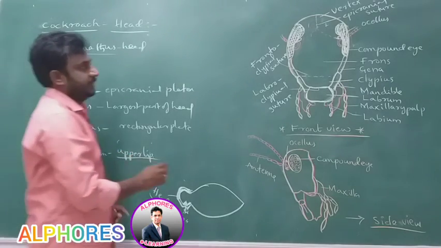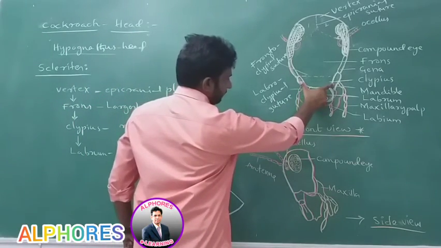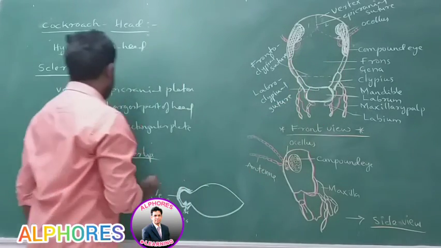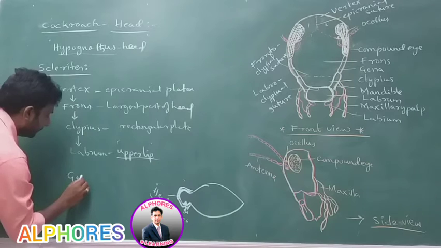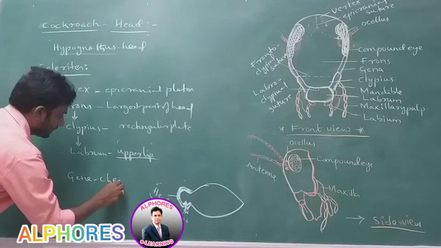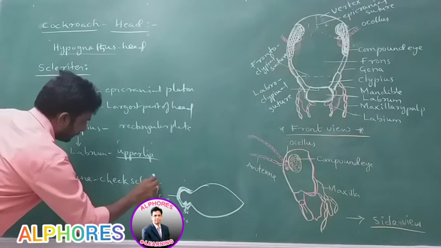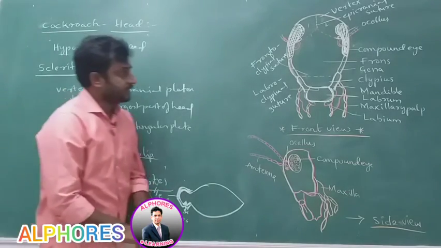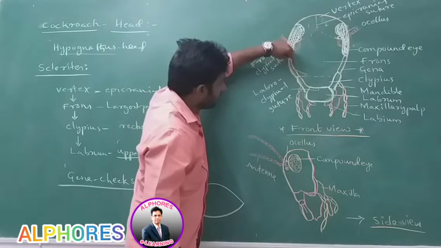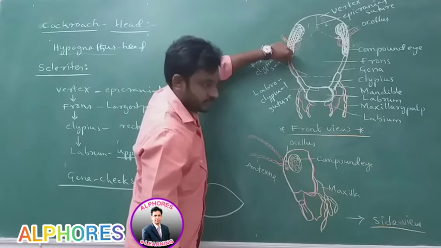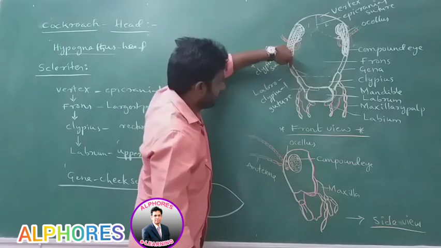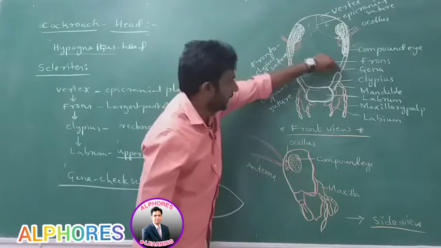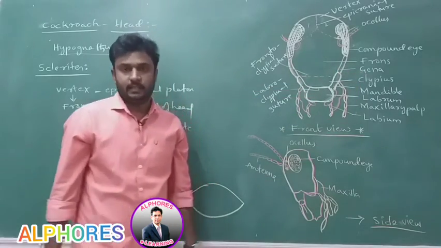Then sides of the head. Just below the compound eyes there are zena, also called cheek sclerites. Where are the zena present? Zena are present just below the compound eyes. So on the lateral sides of the head, just below the compound eyes, there are two plates which are called zena.